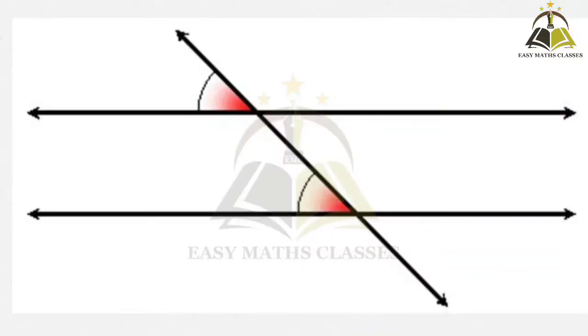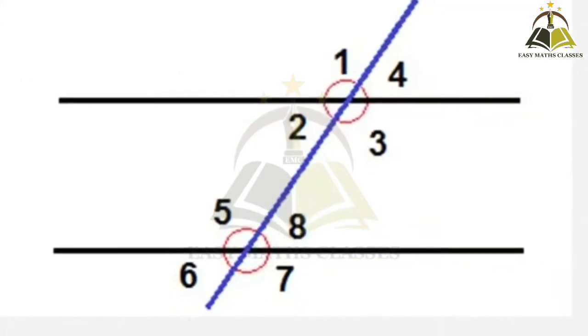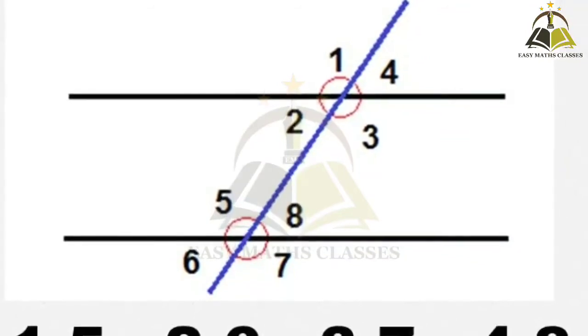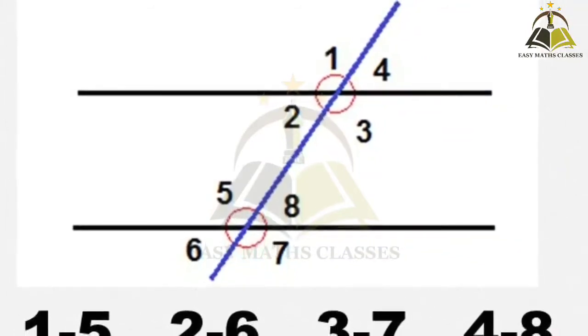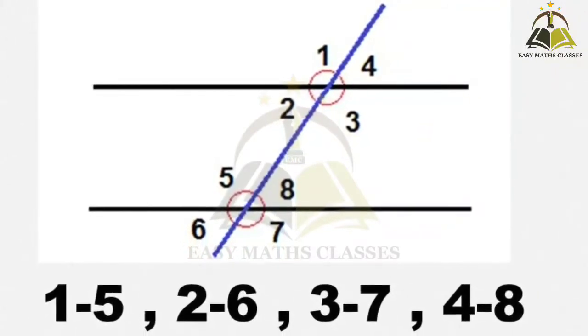Here you can look into the figure. These two angles are corresponding angles. In these 8 angles of the given figure, angle number 1 and 5, 2 and 6, 3 and 7, 4 and 8 are the corresponding angle pairs.